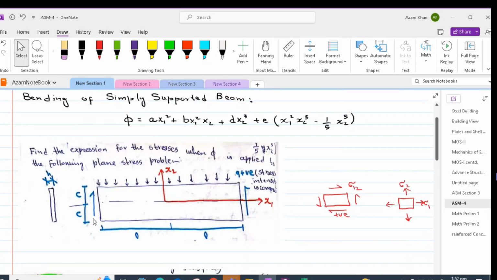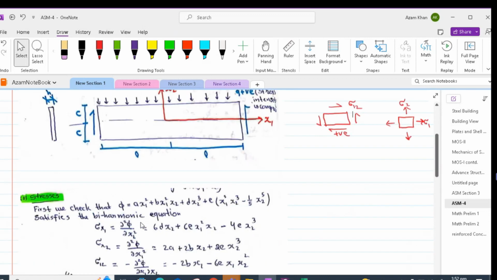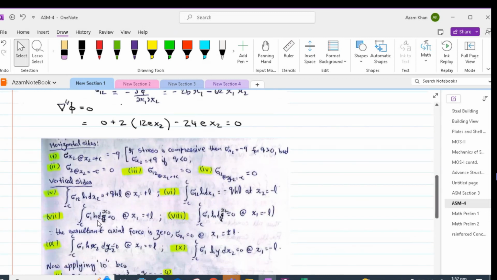Other conditions are that sigma 1 times the area equal to 0. So there is no axial force at the right vertical side and at the left vertical side. Hence, sigma 1 h dx2 is equal to 0 at x1 equal to plus L, and sigma 1 h dx2 equal to 0 at x1 equal to minus L.